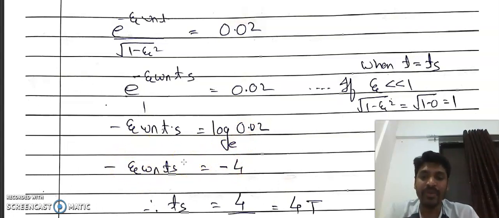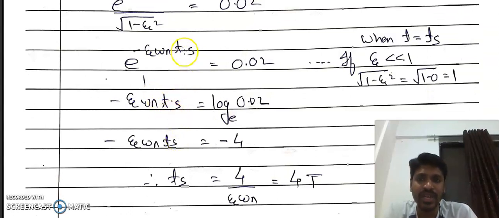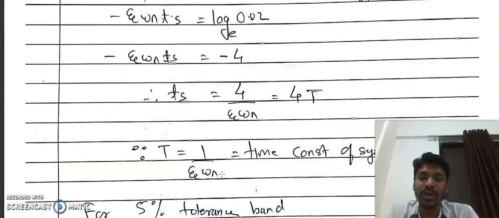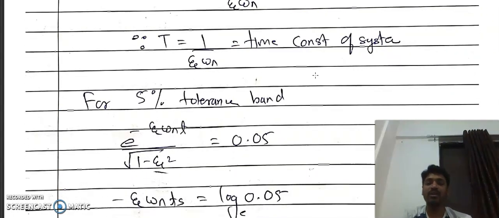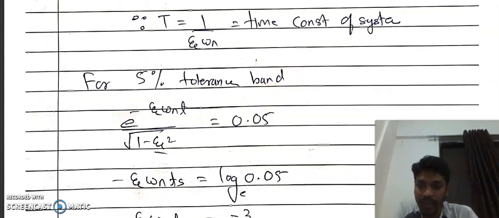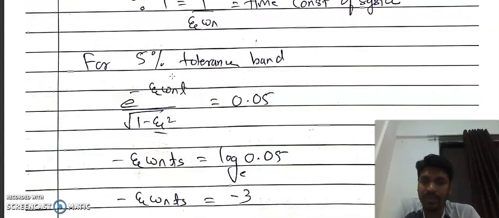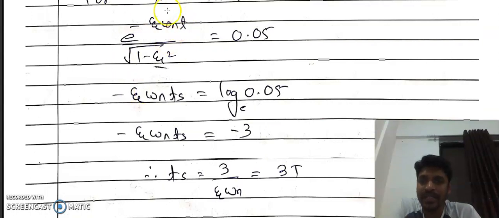Now what we want this time is nothing but your settling time, because we are calculating this value for 0.02, meaning 2%. So t will be equal to ts. From this, if we calculate the value of ts, it will be 4 divided by zeta omega n. Or we can say that it will be 4 times T, where T is the time constant of the system, defined as 1 upon zeta omega n. Now the same case will be for 5% tolerance. For the 5% tolerance band, the coefficient of the sine will be equal to 0.05. Now again in the same way we will equate.